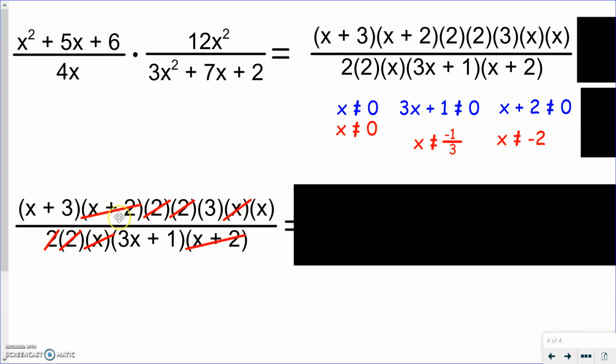So you see x plus 2 crosses out x plus 2. This 2 crosses out 1, 2. This other 2 crosses out another 2. There's no 3's. x crosses out x. A lot of people miss that. And that's it. So on top we have two things. It's x plus 3 and x.